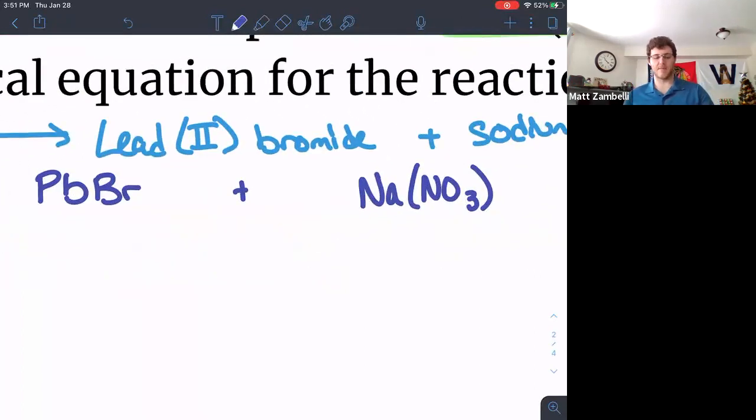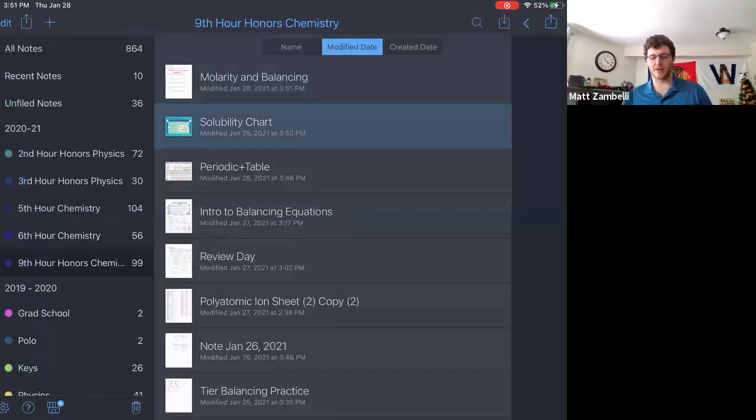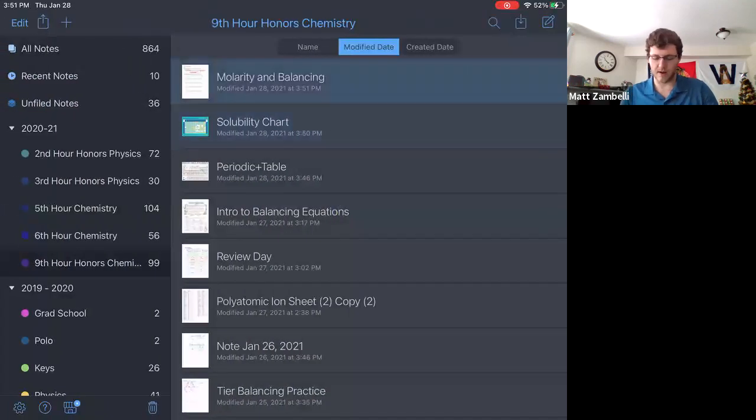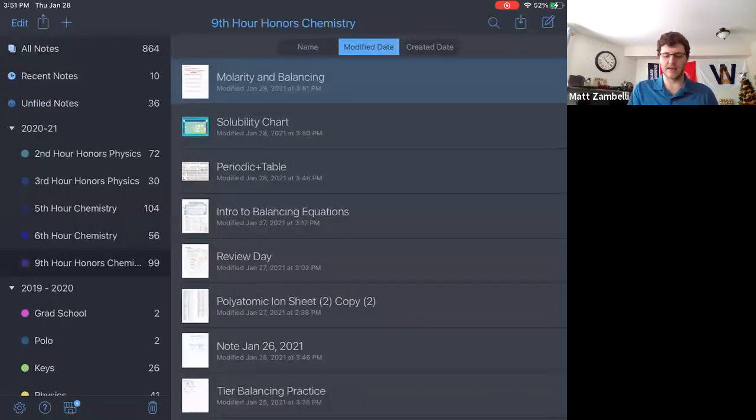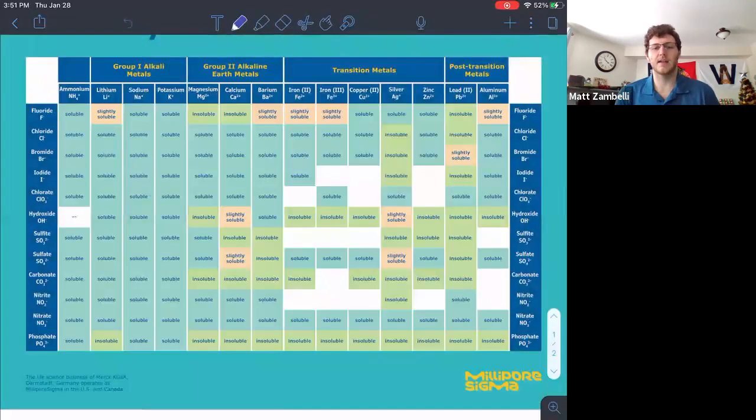So guys, take about a minute for lead two bromide, which I wrote wrong. And I see that now. Somebody told me the right thing, and I didn't write it down right. And then lead two bromide and sodium nitrate. Determine if they're solids, liquids, gases, or aqueous. Tell me what you think.